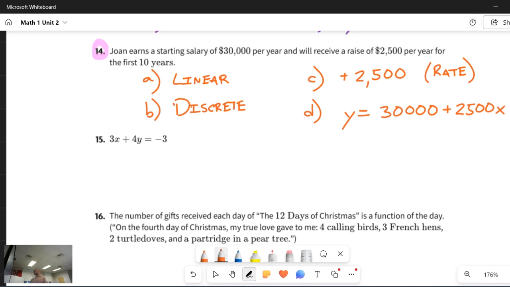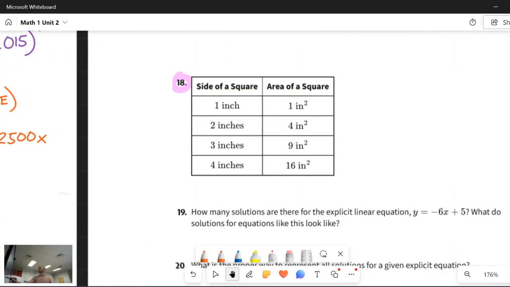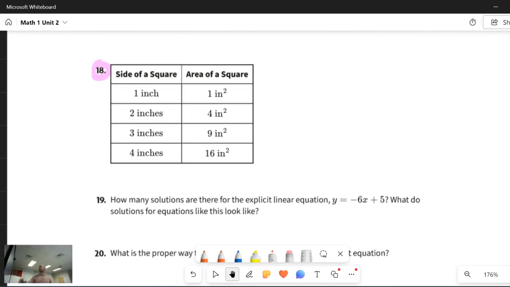We're going to power through one more of these, which is located on the next page. So I apologize here. We're going to go over to number 18. 18 here is building a table. Like I've said previously, I like tables. If we just called it x and y, we could go 1 to 1, 2 to 4, 3 to 9, 4 to 16.